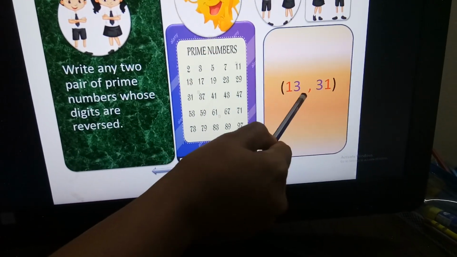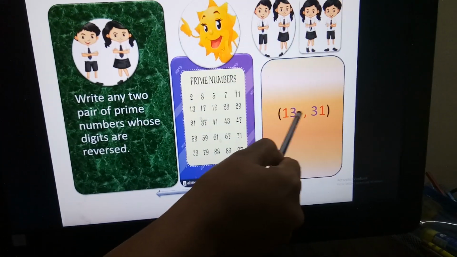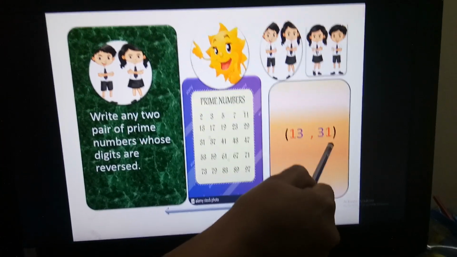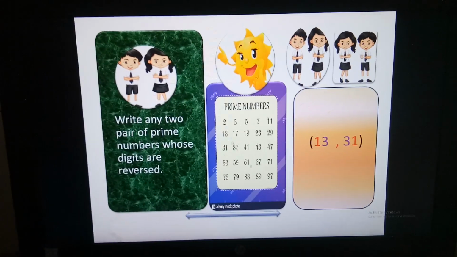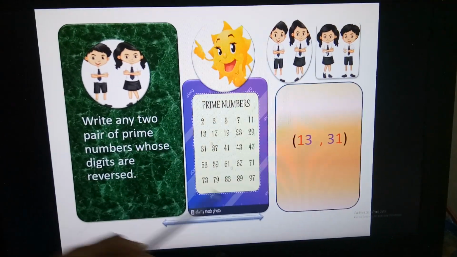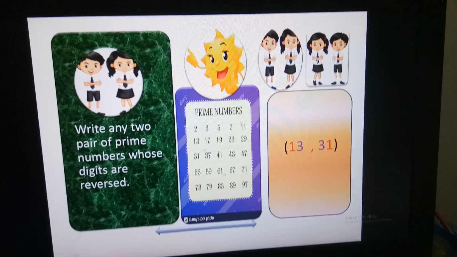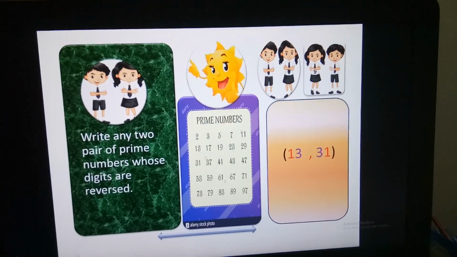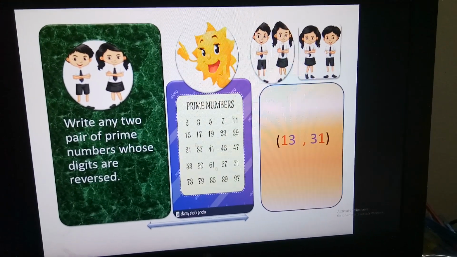Look, 13 and I have reversed. 3 will come first, 1 will go next, and both are prime numbers. Got it? And there is one more pair also available here. Now you are going to find it out. Okay, I am not going to tell you. That is your work. You will be finding it.